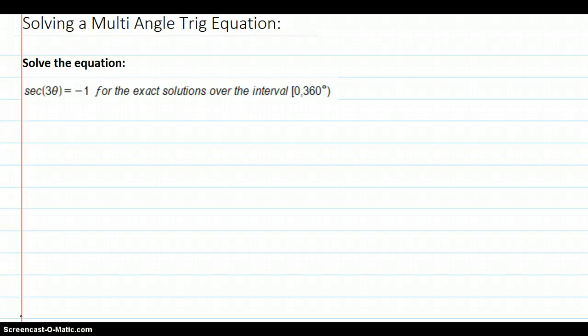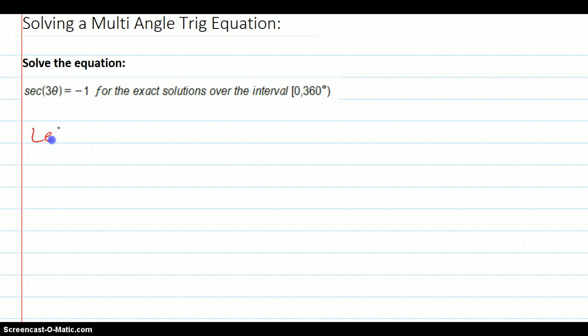Hello, this is Jennifer Martinez, and today we're going to solve the following multi-angled trig equation. And the equation is secant of 3 theta equals -1. And we're going to solve this for exact solutions over the interval 0 to 360 degrees. So that means we need it in degrees.